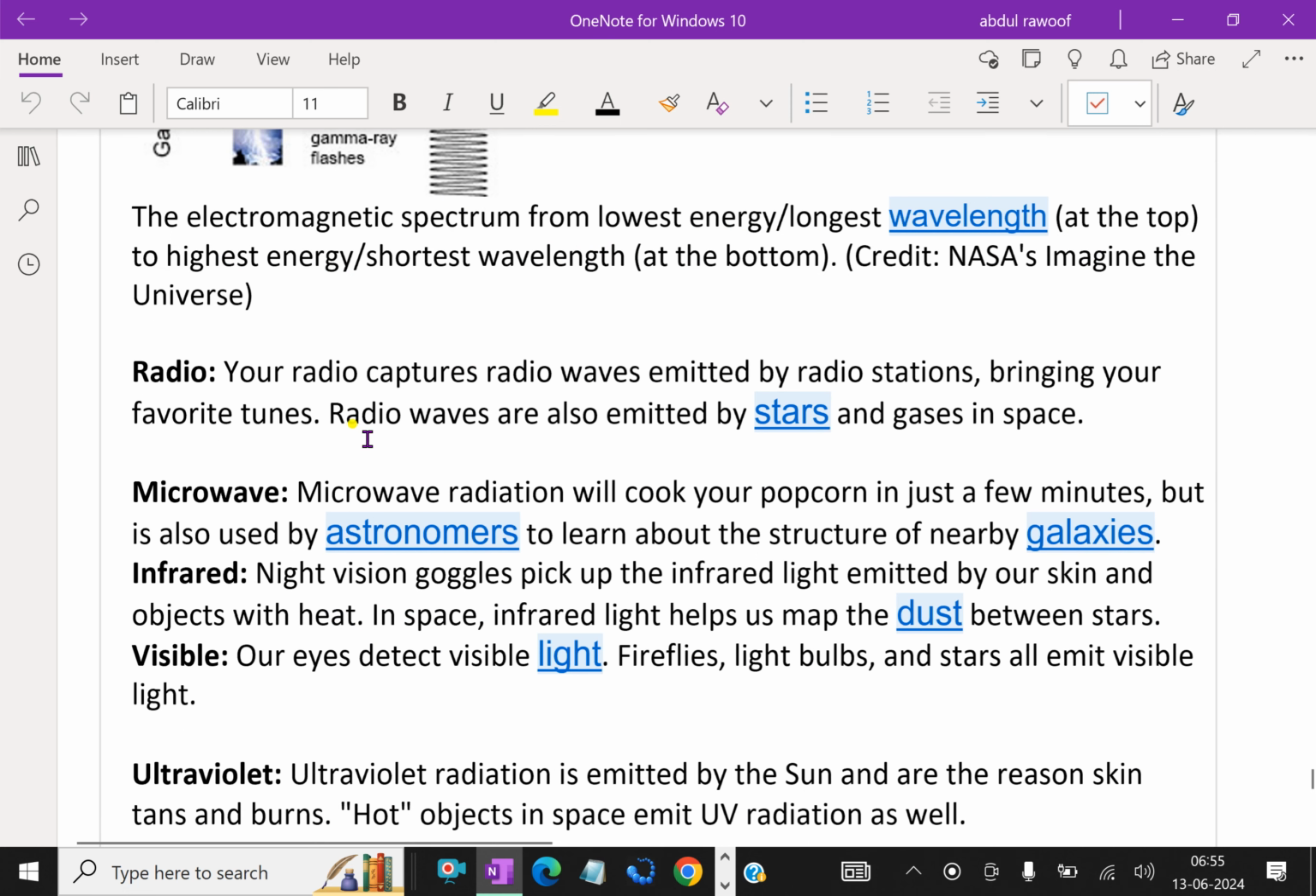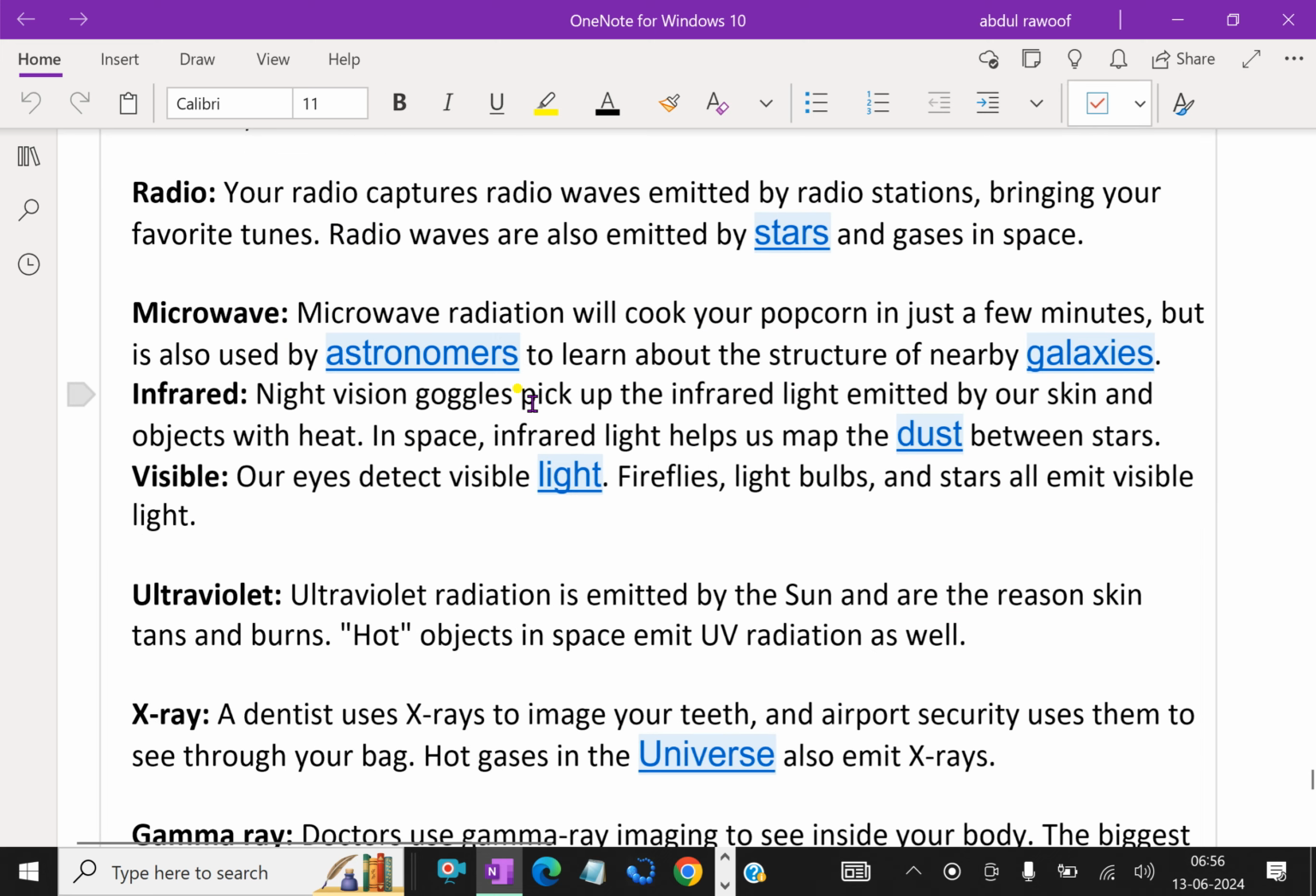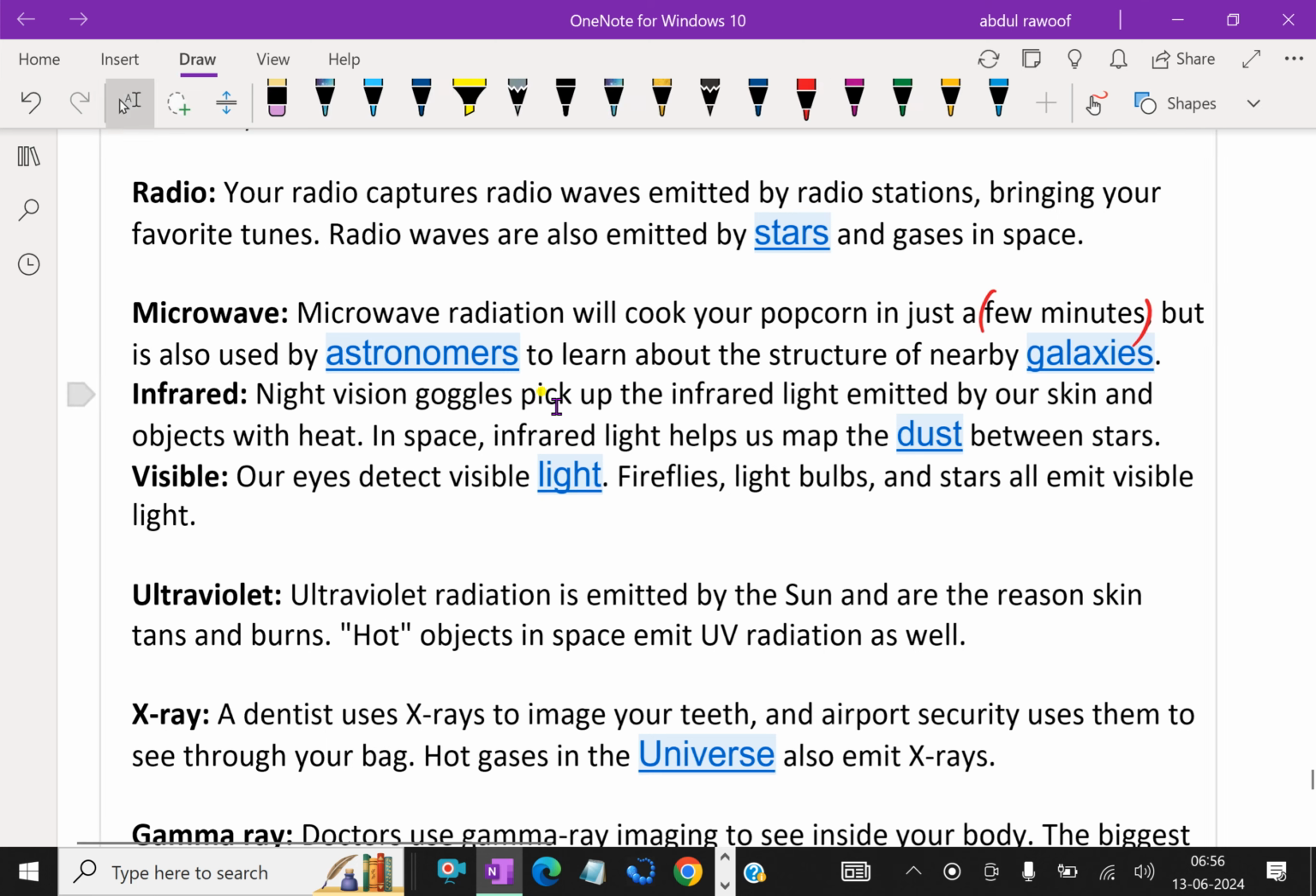Radio. Normally our radio captures radio waves emitted by a radio station. Bring your favorite tunes. Radio waves are also emitted by stars and gases in space. Microwave. Microwave radiation will cook our popcorn and other things in just a few minutes. But it is also used by astronomers to learn about the structure of nearby galaxies.